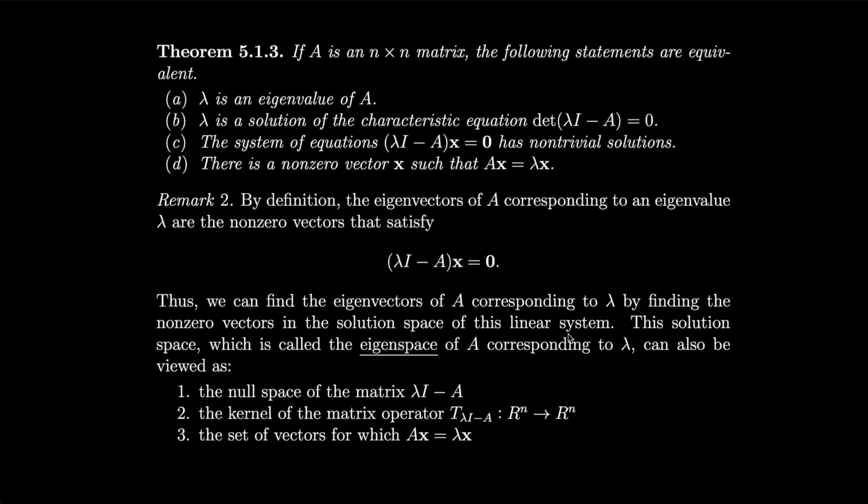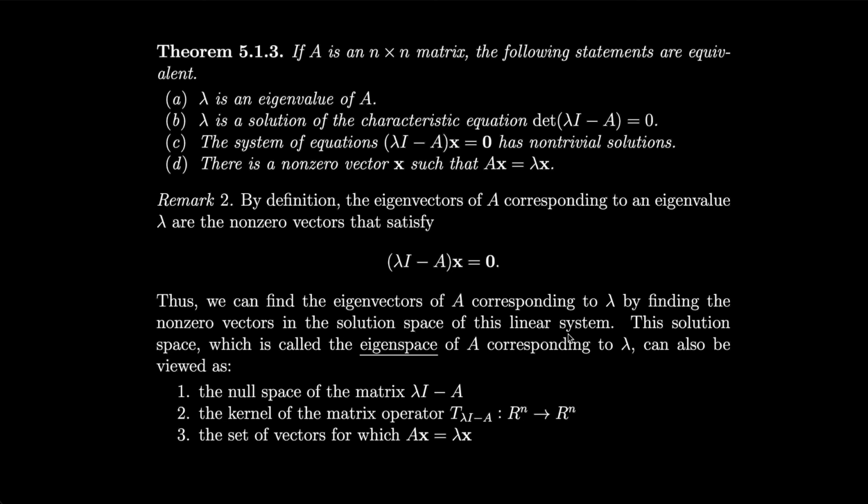If A is an n by n matrix, the following statements are equivalent. Lambda is an eigenvalue of A, if and only if lambda is a solution of the characteristic equation, if and only if the system of equations (lambda I minus A)x equals 0 has non-trivial solutions, if and only if there is a non-zero vector x such that Ax equals lambda x. All of these things we've already seen.